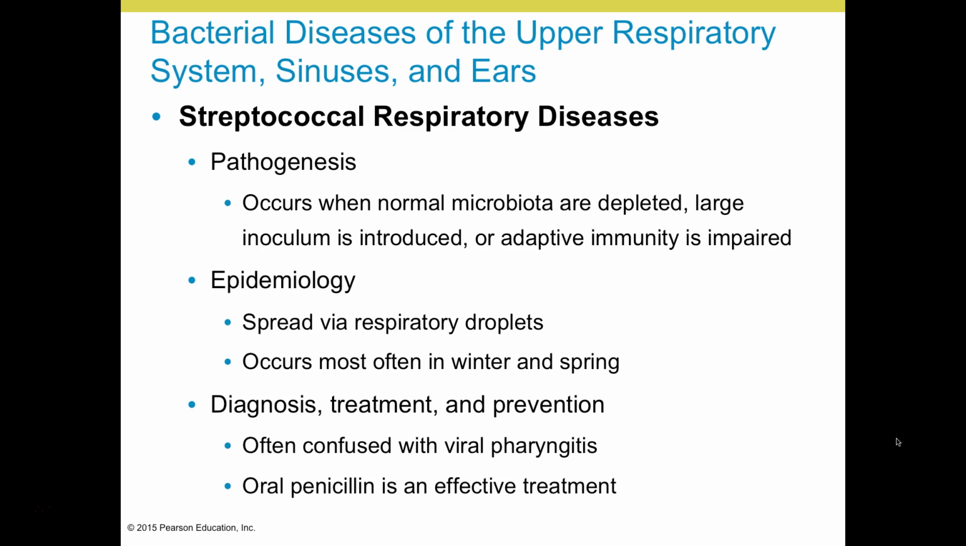It actually occurs when your microbiota is not as abundant, meaning it's depleted, and there's a large inoculum, and then there's adaptive immunity that is impaired. It spreads through your respiratory droplets in the air, and is more often in the winter and spring, which is not our case locally. The diagnosis, sometimes they think it's viral, but it's not. What treats it the best is oral penicillin.